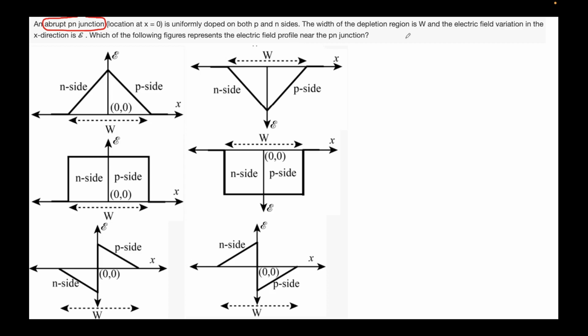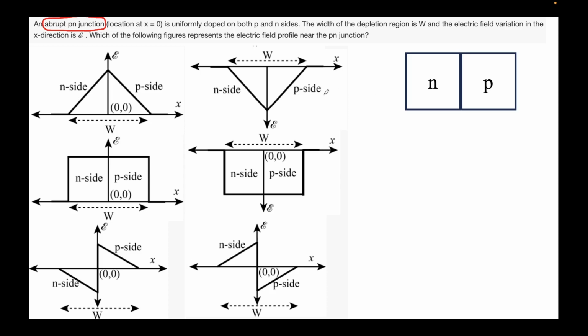The width of the depletion region is W, as you can see in this diagram, and the electric field variation is given by this E. So we need to plot the profile of the electric field. This is the same problem which we have done, which I showed you in the notes. This time you can see the position is flipped. On the left is the n side, on the right is the p side. Okay, so how do we solve this?